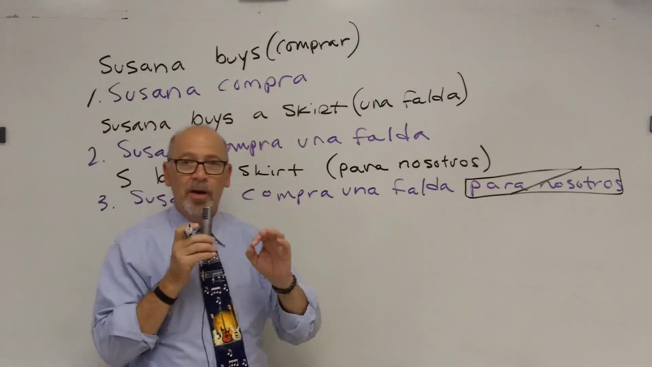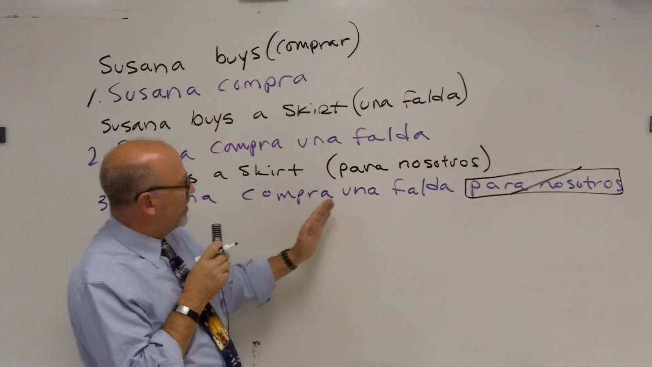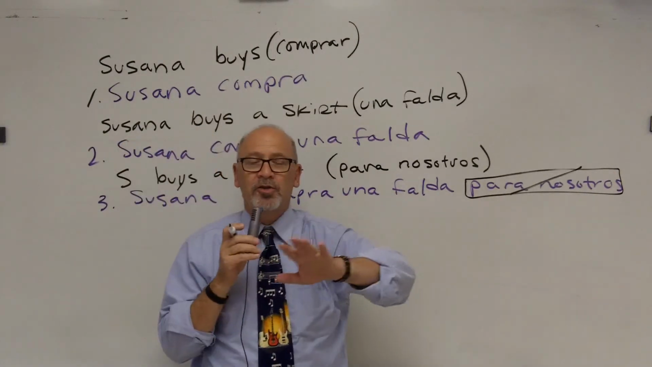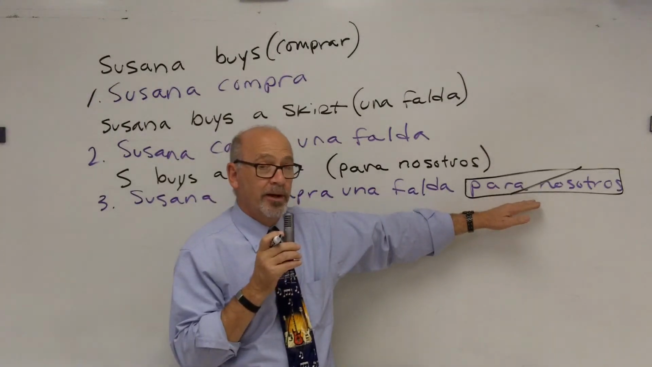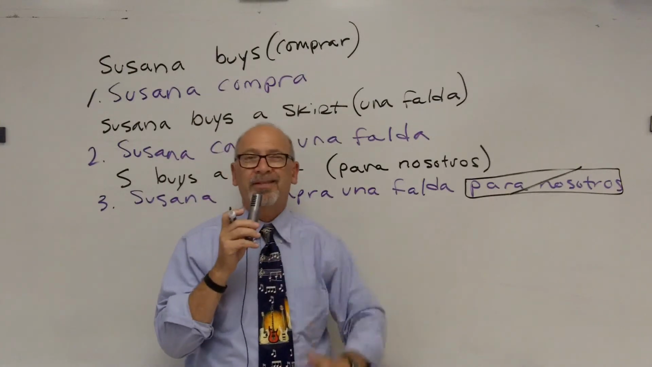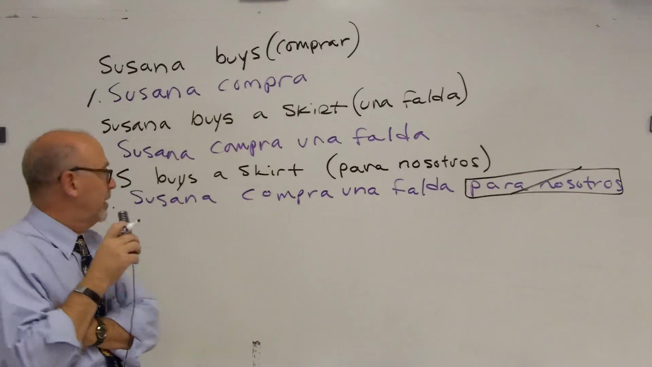So remember that. Pause me and write down, Susanna buys a skirt for us, but you're not going to use para nosotros. You're going to replace that with an indirect object pronoun, rather. Doesn't matter, an object pronoun, middle of the bird, that's a hint, and put it before the verb. Pause me right now and do that.